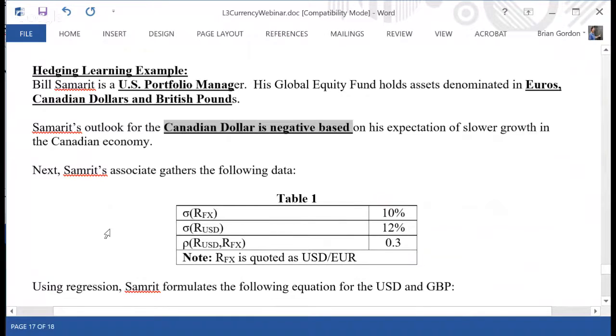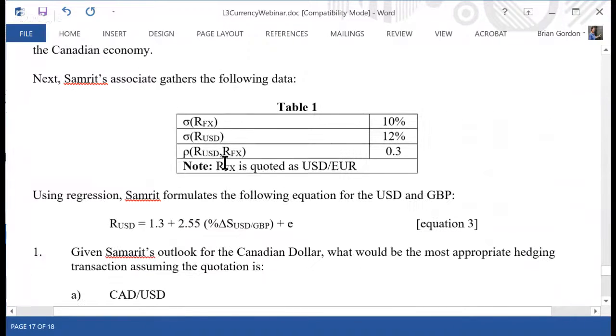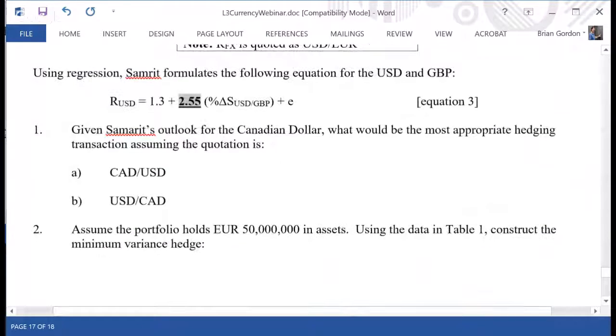Then they give us information about standard deviations and correlations of currencies. Oh, this is going to that minimum variance hedge ratio, that regression. Oh, they gave us the regression equation. And here, 2.55, that's already the hedge ratio. Let me make sure that I bold it and underline it. I've got it. So now let me drop down to the questions.